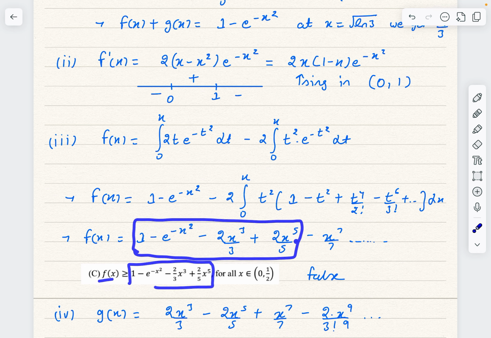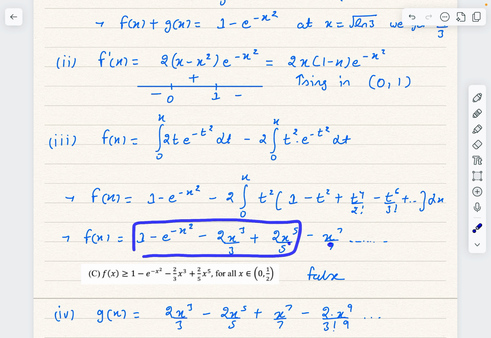After that, we have minus of something, and x is 0 to 1 by 2, but it's a positive number. So whenever you have an infinite series and you stop somewhere, and after that you have minus of something, we can say fx will be less than this thing, because fx is this minus something. So this thing, fx is greater than or equal to that, will be false, because fx will be this minus something.